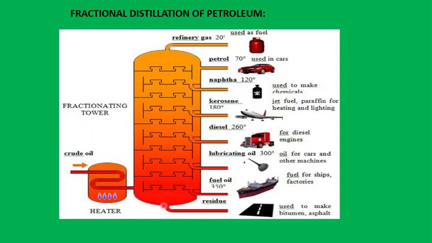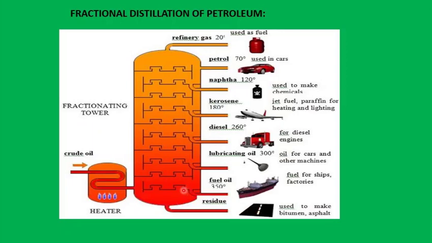Last one, in the end, after all this in the fractionating column, when all these things are separated, some extra residue product is formed, that is used to make bitumen and asphalt. It is used to make roads. You must have seen the tar and all, black color tar. That is nothing but also a petroleum product.